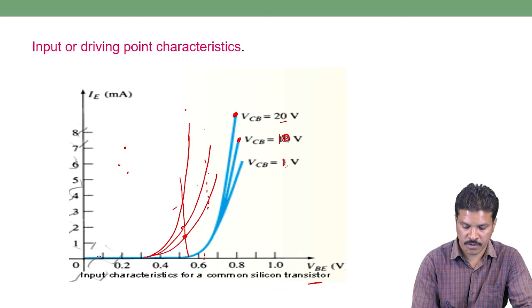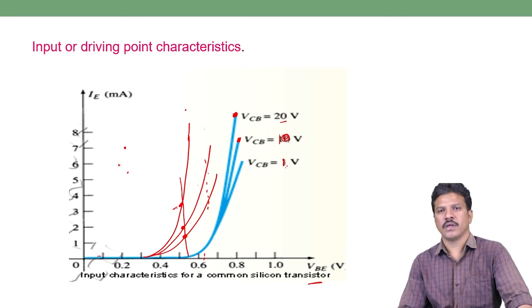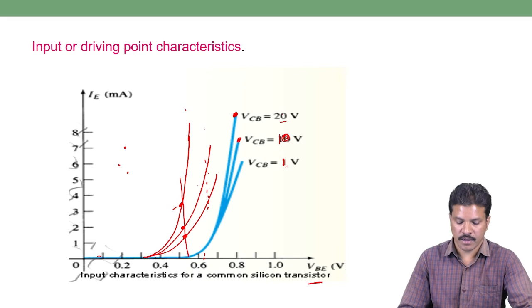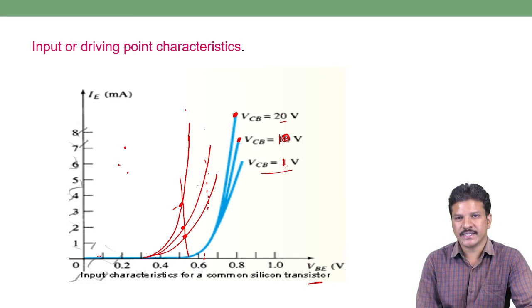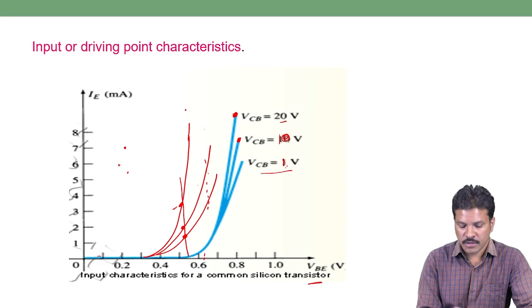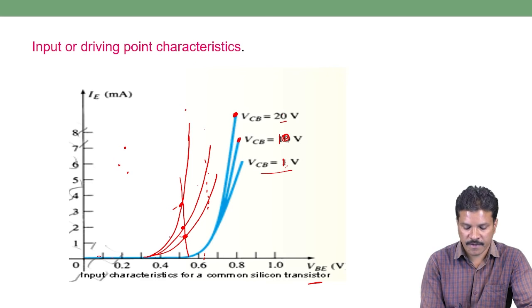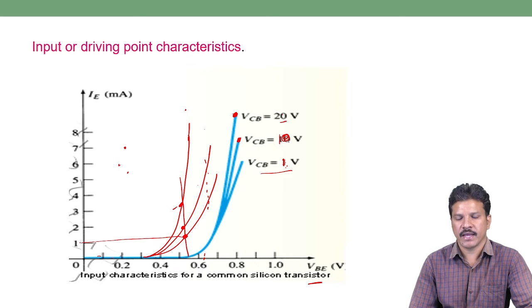This one, this one, this one. If I am taking a constant line, now when VCB is equal to 1 volt and increasing the emitter to base voltage, it reaches, for example, 0.6. At 0.6 it reaches this current, 1 milliampere current.